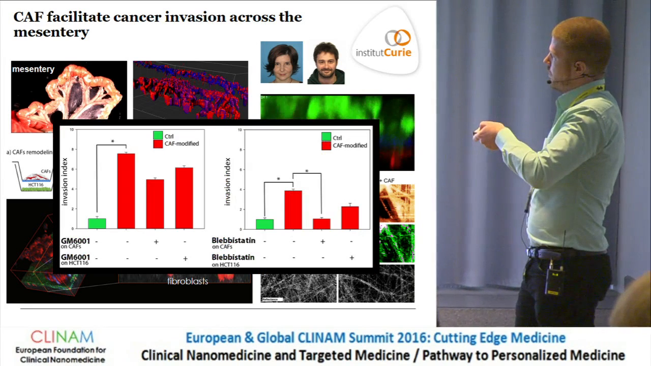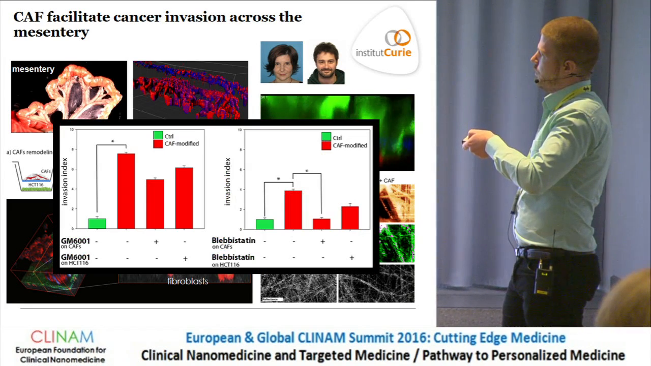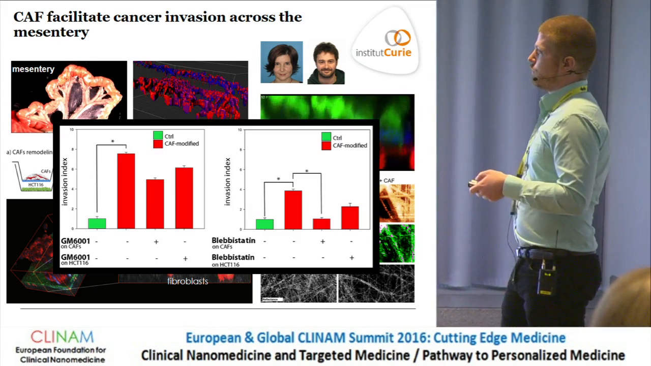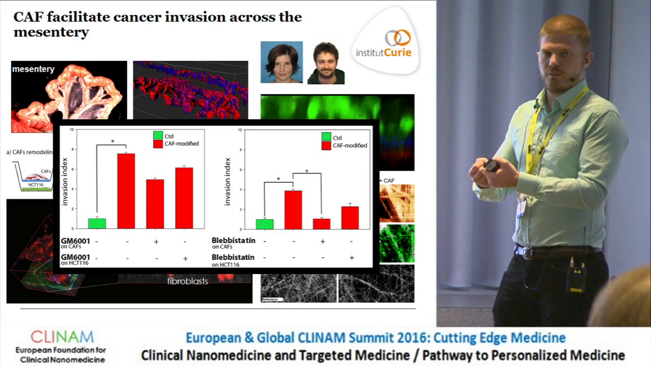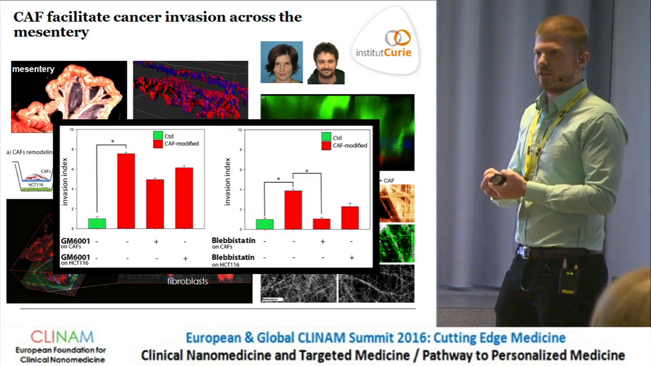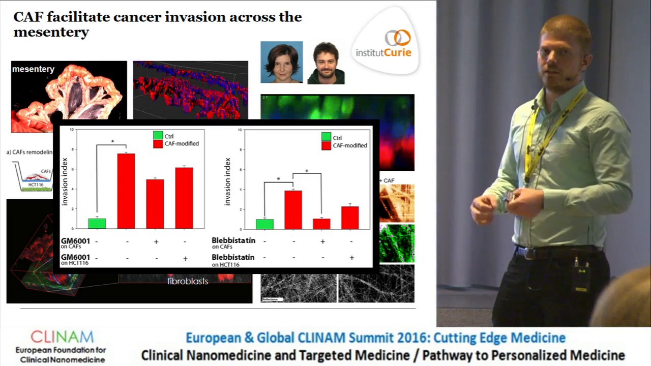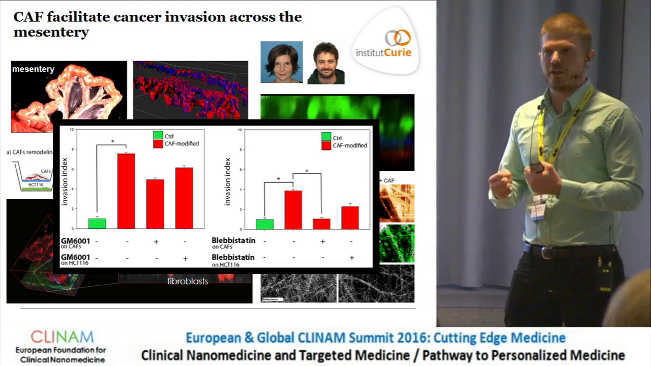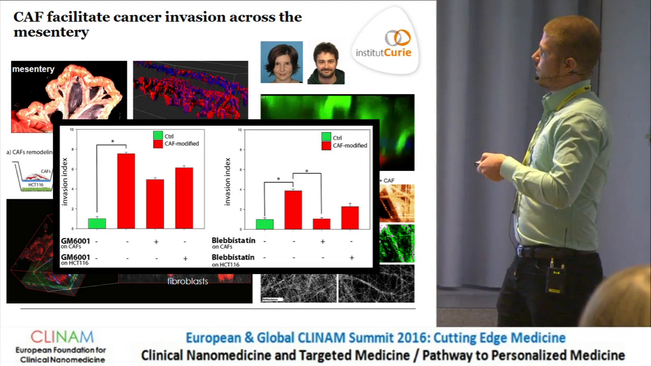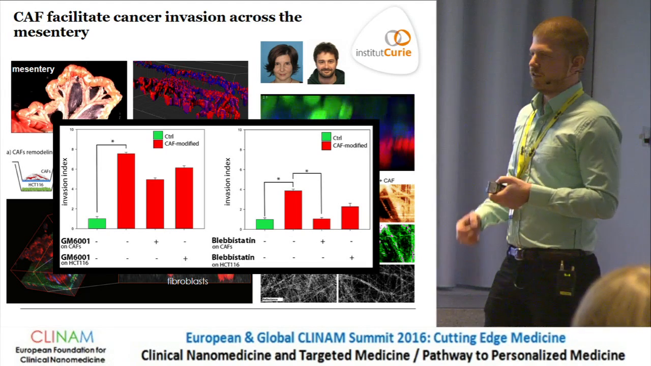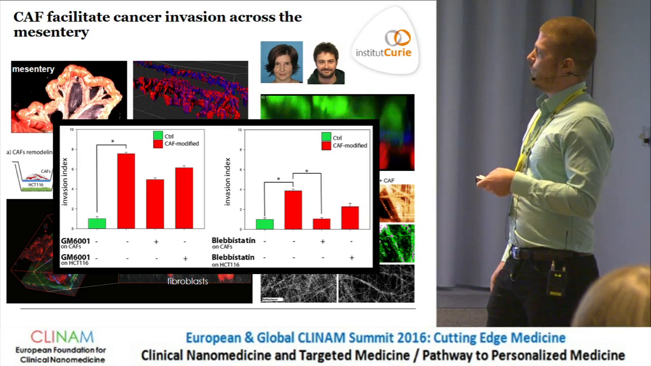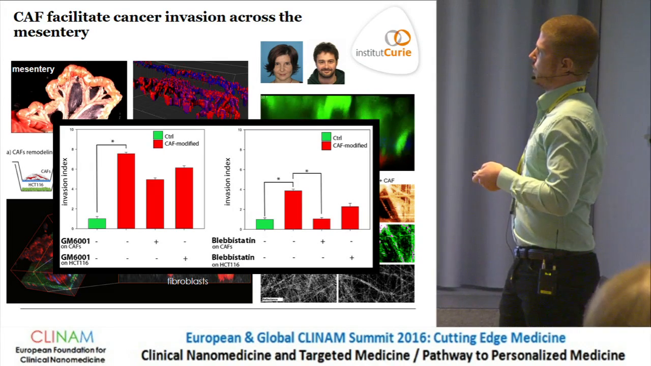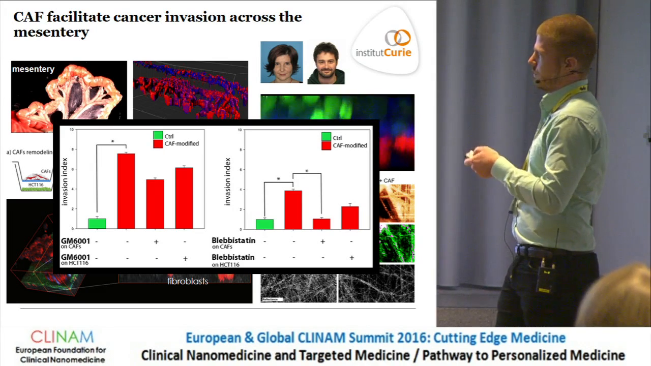What is even more interesting is that with this compound here, GM6001, we blocked protease activity, which is usually used to degrade this basement membrane, and we still get invasion, indicating that these cancer-associated fibroblasts really need to actively pull on the basement membrane to break it. Whereas with blebbistatin, we block actomyosin activity, so the cells cannot pull anymore, you lose this invasion. So the cells need to be able to pull rather than proteolytically degrade the basement membrane, at least in this case of the mesentery.